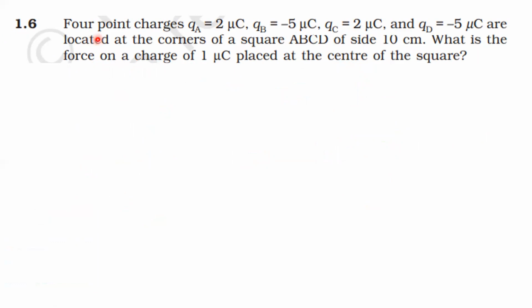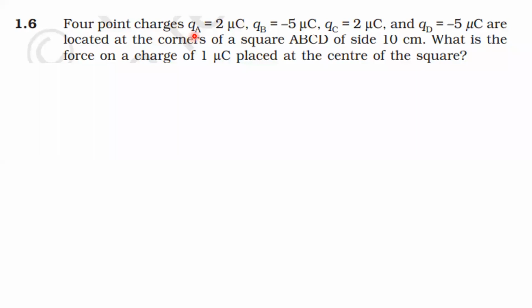Next question here. Four point charges QA equal to 2 microcoulomb, QB equal to minus 5 microcoulomb, QC equal to 2 microcoulomb, and QD equal to minus 5 microcoulomb are located at the corners of a square ABCD of side 10 centimeter. What is the force on a charge of 1 microcoulomb placed at the center of the square?